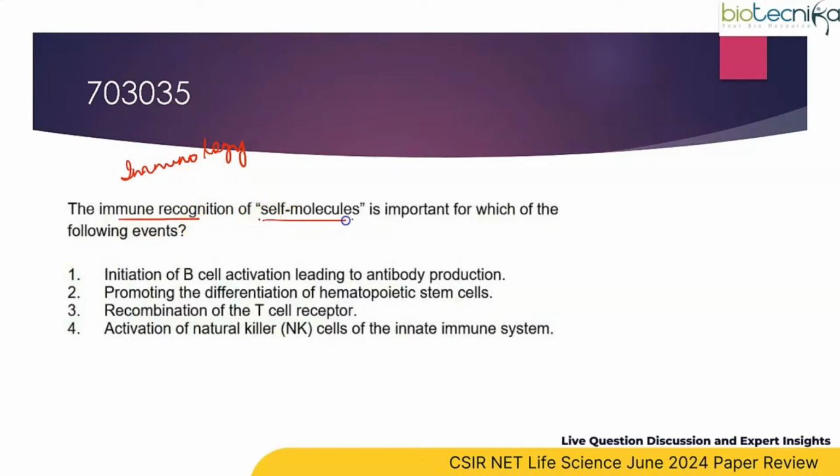The immune recognition of self molecules is important for which of the following events? First, initiation of B cell activation leading to antibody production. Second, promoting the differentiation of hematopoietic stem cells. Third, recombination of the T cell receptor. Fourth, activation of the NK cells of the innate immune system. It's simple. Can anybody tell me the right answer? Why should the immune cell identify, why should they have to know the self molecules? In which type of cells is it important?